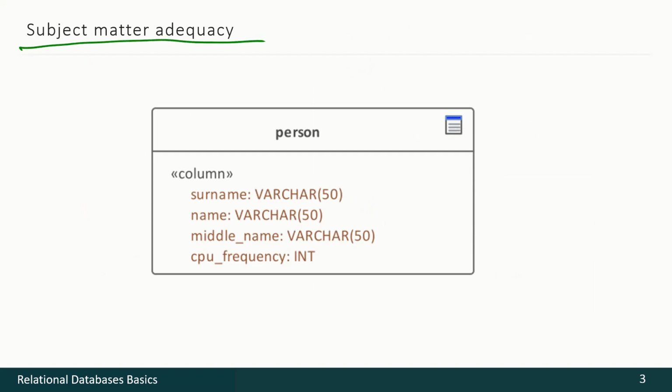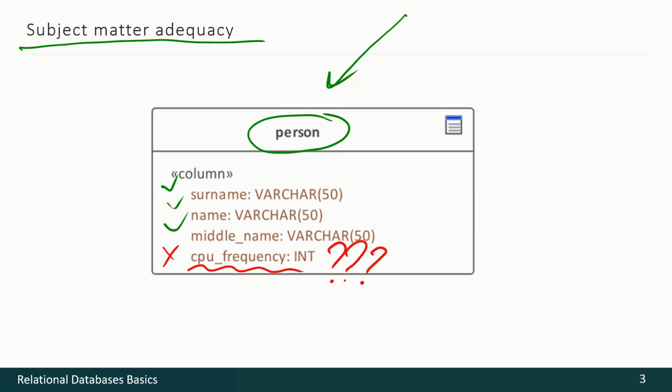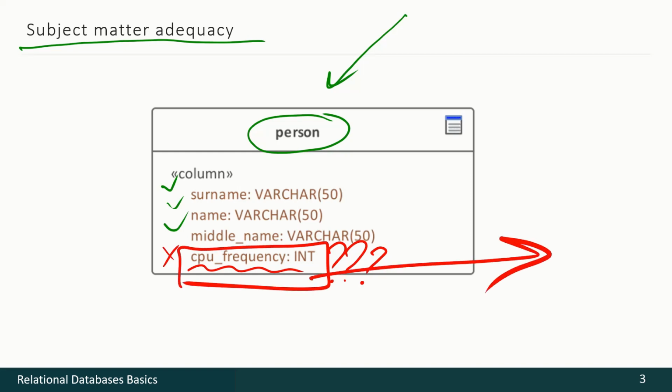Sometimes violation of this requirement may look rather simple. Let's review such a table about a person. We see that here is surname, name, middle name. That's good, that's okay. But then we see CPU frequency. What's this? How is this a characteristic of a person? For now, a person does not have a CPU installed. So that's a mistake, that's a violation. But this violation is easy to see and to fix. Of course, this field should be moved to some other table.